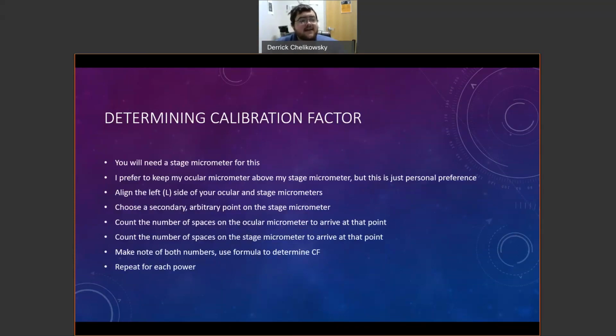Align the left-hand side of your ocular and stage micrometers, and you want to choose a secondary arbitrary point on the stage micrometer. You want to count the number of spaces on the ocular micrometer to arrive at that point. You want to count the number of spaces on the stage micrometer to arrive at that point. Make note of both numbers and use a formula, which is in the next slide, to determine the calibration factor, and you repeat for each power.